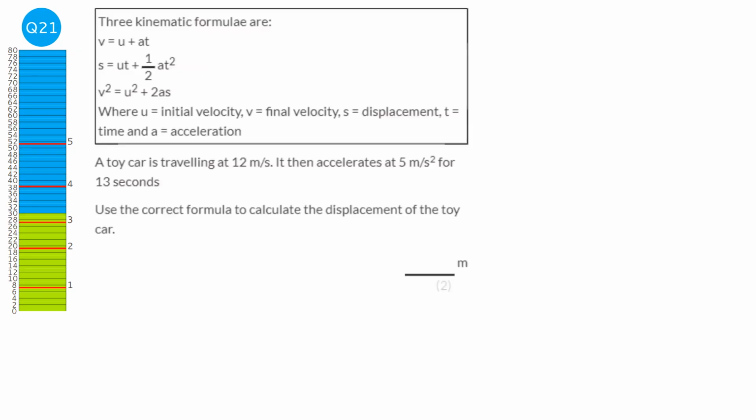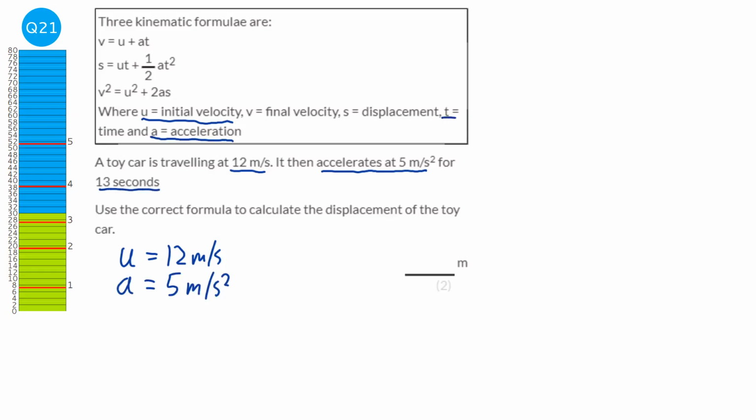I'm going to start this question by writing down what we know. So we know that the toy car initially is travelling at 12 meters per second. So the u is going to be 12 meters per second. It then accelerates at 5 meters per second squared. So we've got an acceleration. And it's for 13 seconds, so that's the time.